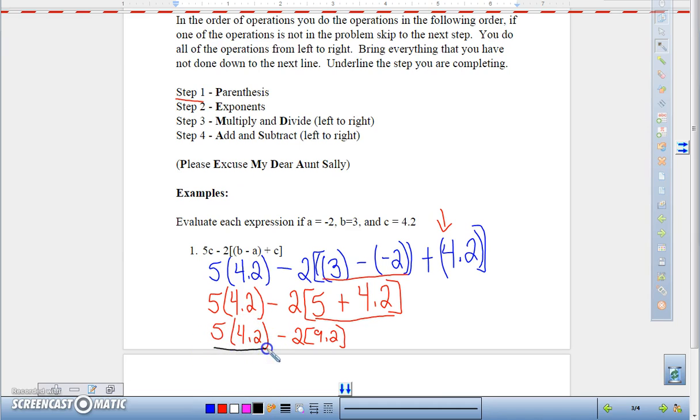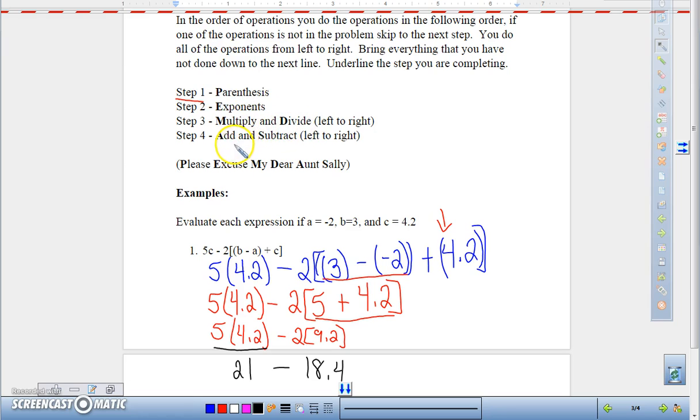We're going to do this step one. This is our first multiplication because a number right in front of a parentheses means we're multiplying it. So we have 5 times 4.2, which is 21, minus 2 times 9.2. And since I brought that minus down, that is not a negative 2. It's just minus 2 times 9.2. When you get 2 times 9.2, you get 18.4. And so we've done the multiplication. There wasn't any division in this problem.